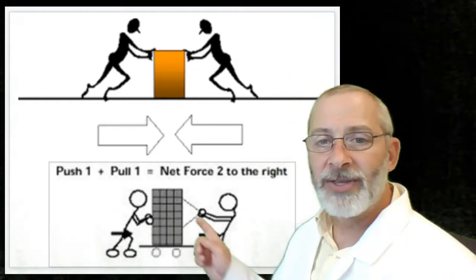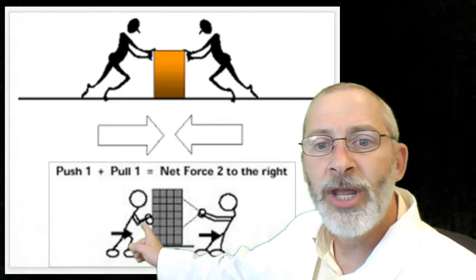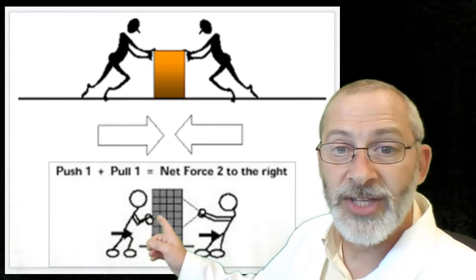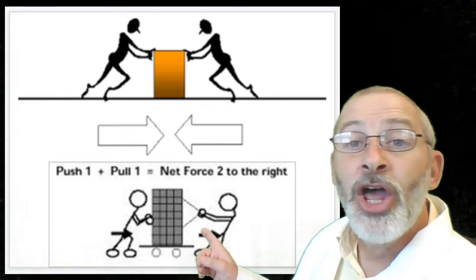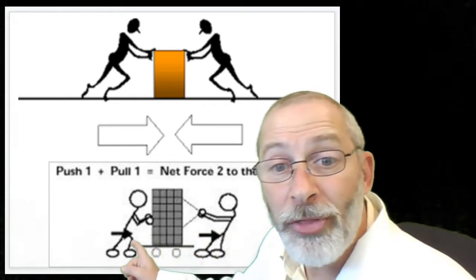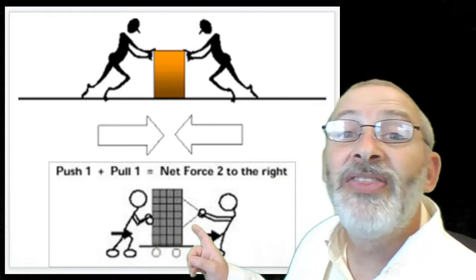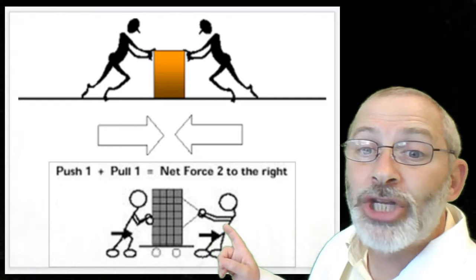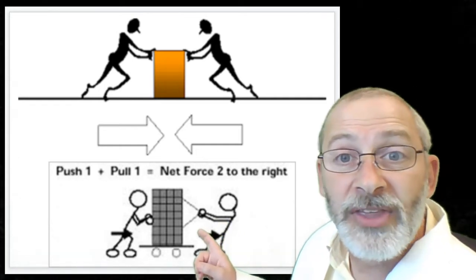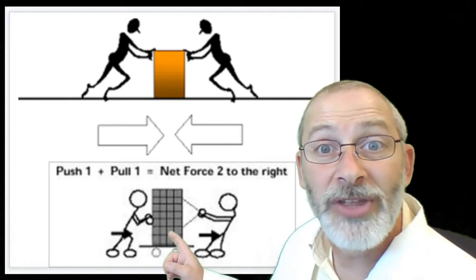But look at the bottom example here. In the bottom example, we have one person pushing this object and another person pulling this object. And they're both applying a force, a push or a pull, in the same direction. Well, what do you think is going to happen to this object? Do you think it's going to stay put or do you think it's going to move?